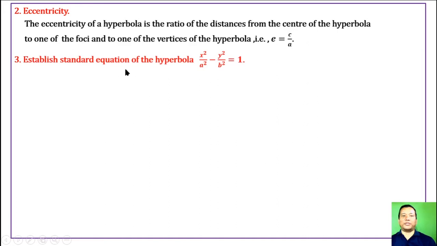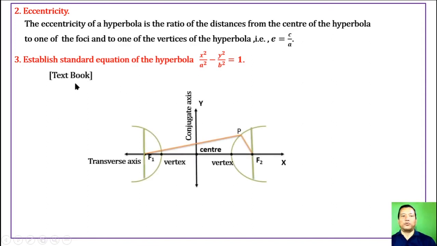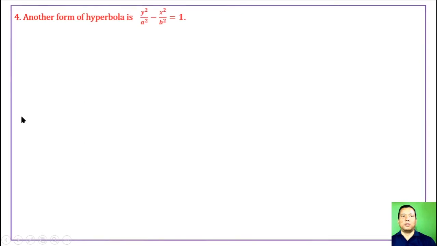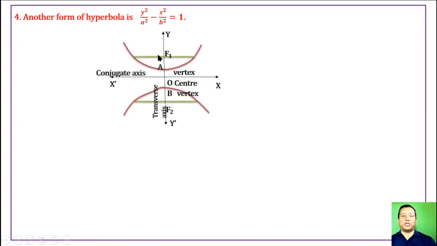Establish the standard equation of the hyperbola x square by a square minus y square by b square equal to 1, which is also in the textbook as in this picture. Another form of hyperbola is y square by a square minus x square by b square equal to 1, whose picture has an upward branch and a downward branch.